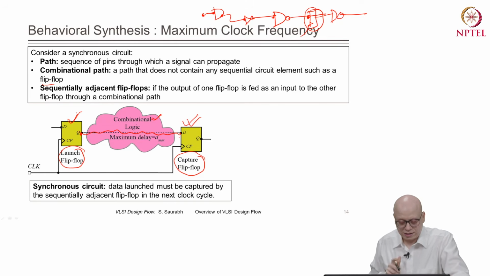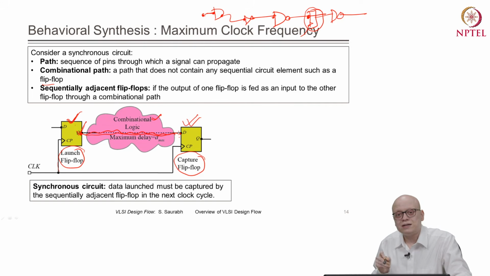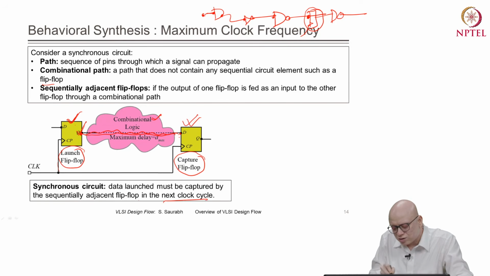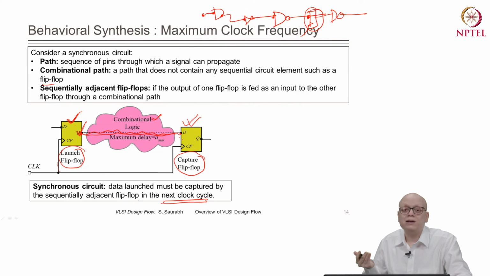Now in a synchronous circuit, data launched must be captured by the sequentially adjacent flip flop in the next clock cycle. In a synchronous circuit, the data that is launched at a particular clock cycle should reach the D pin of the sequentially adjacent flip flop by the next clock edge, right. So the maximum time that is allowed for the data to move from this Q pin to D pin is basically 1 clock period, right.